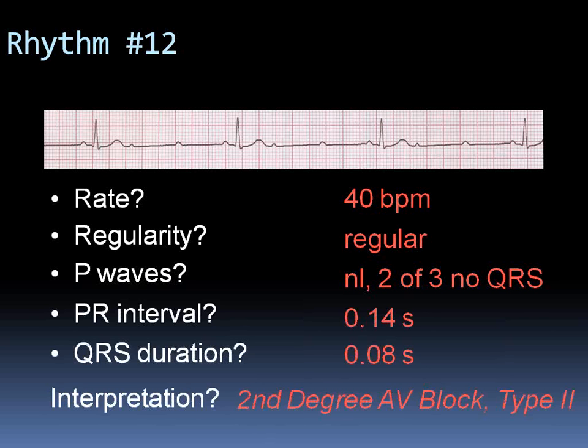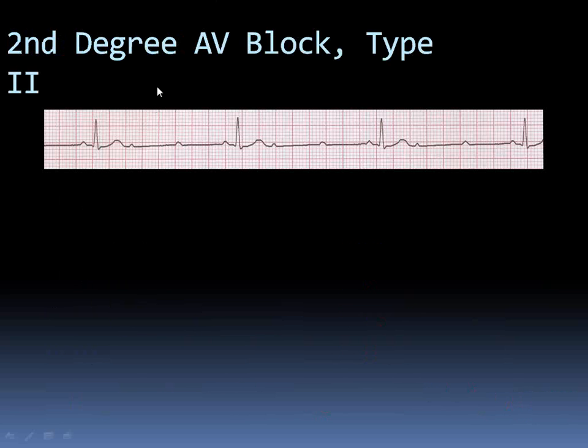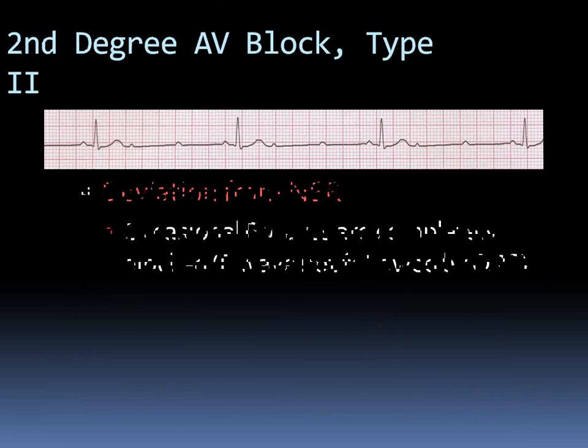Now, this sort of rhythm is a dangerous rhythm. When you see a rhythm like this, in which the PR never prolongs, the PR stays the same, and only 1 out of every 2 or 3 P waves is being conducted, that requires us to take some action. And I would involve the cardiologist in this because this patient might end up with a pacemaker. Okay? All right.